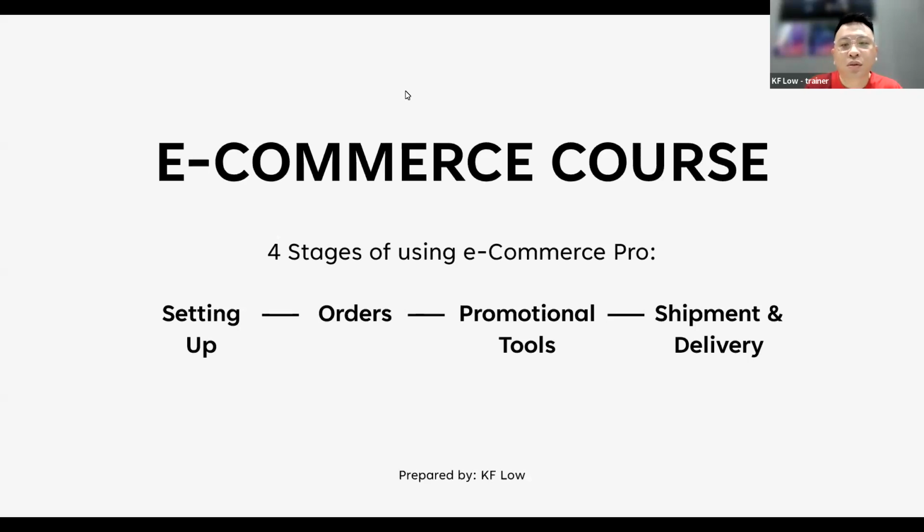So there are 4 stages of using our e-commerce pro, from setting up your account to understanding your orders and reports, then using promotional tools to boost your sales, and lastly, getting your shipment and delivery process right. In any e-commerce platform, it is very important to get the process right, because if it is done wrongly, then things can go haywire.